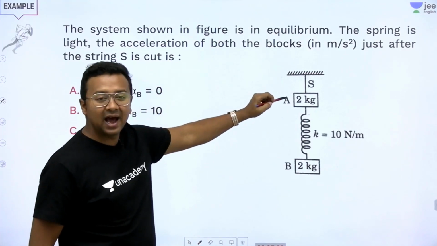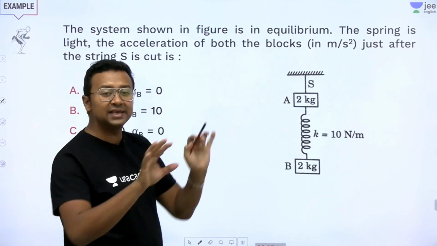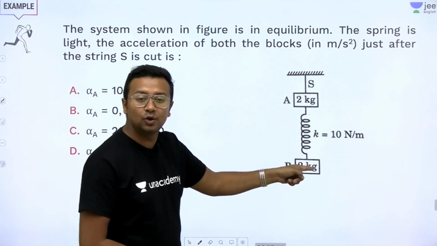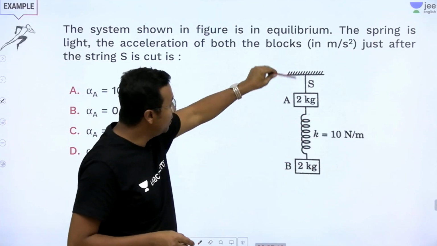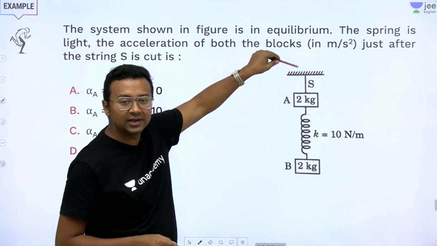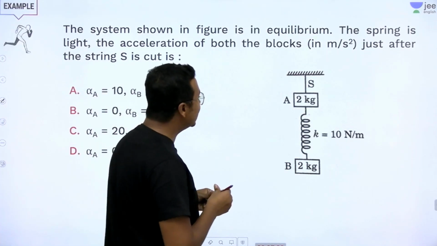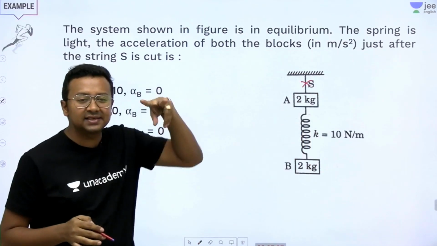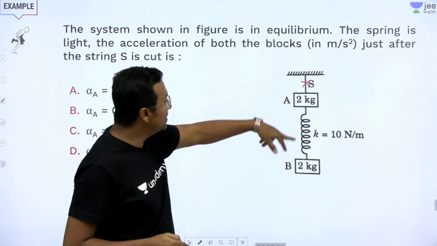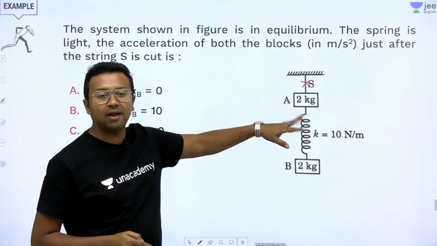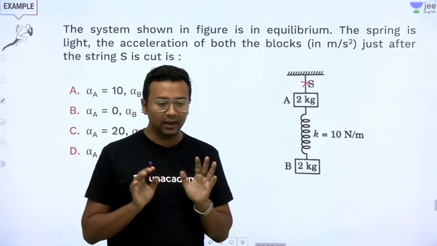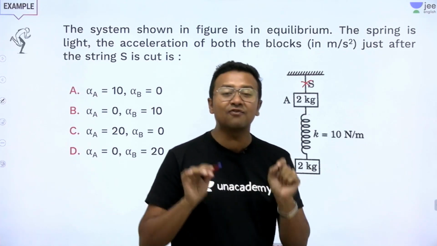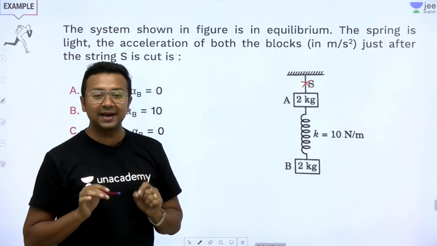What do we have here? I have got a 2 kg block connected to a spring here, and there is another 2 kg block. On the top, I have got a string. What they are asking us is, if this string is cut, what will be the acceleration of block A and the acceleration of block B? How do we get it?